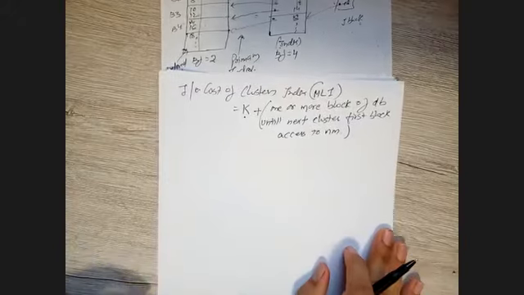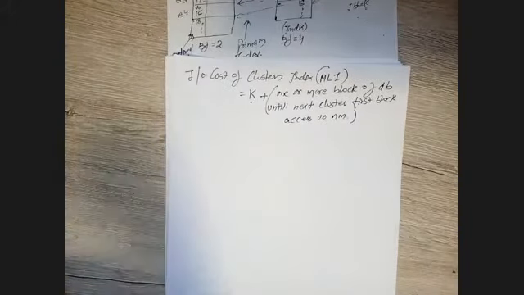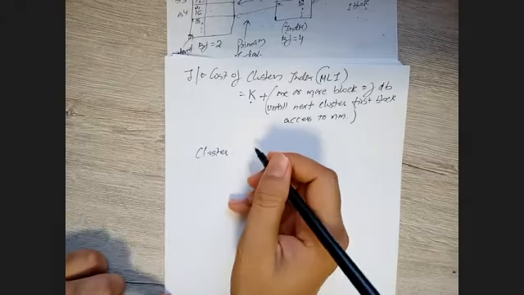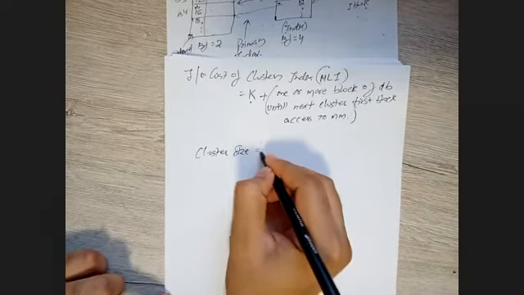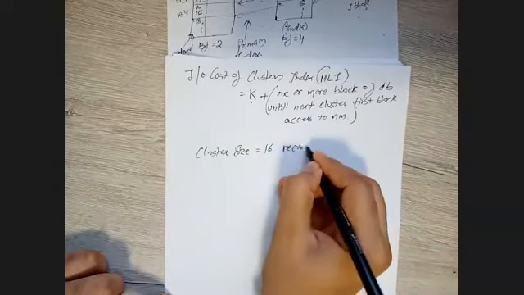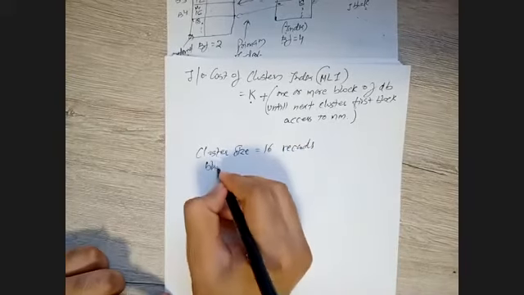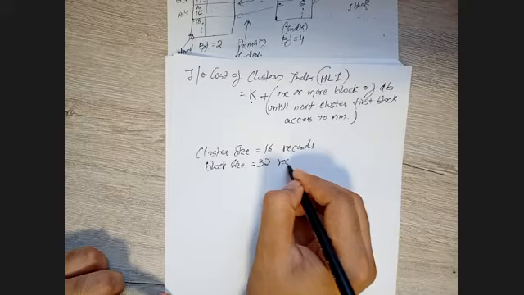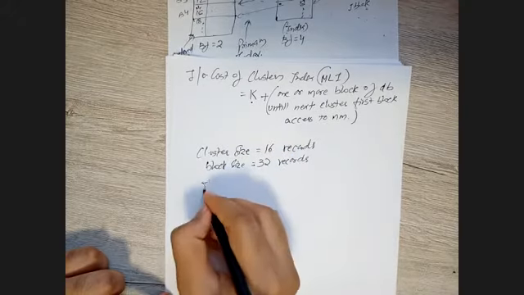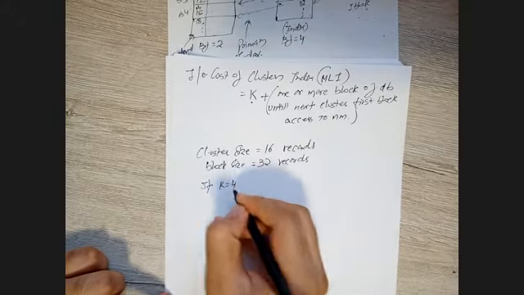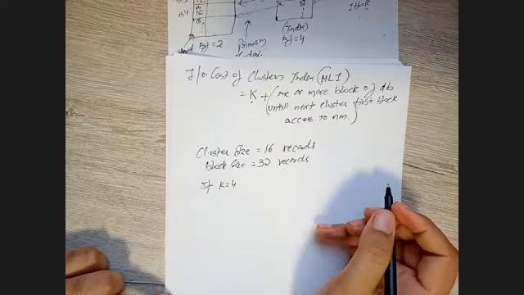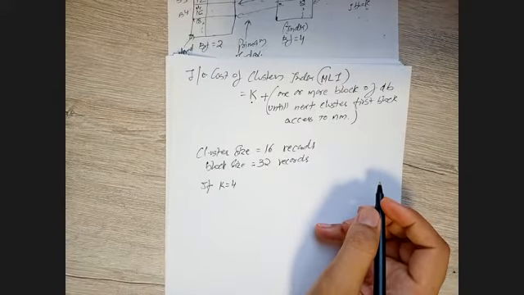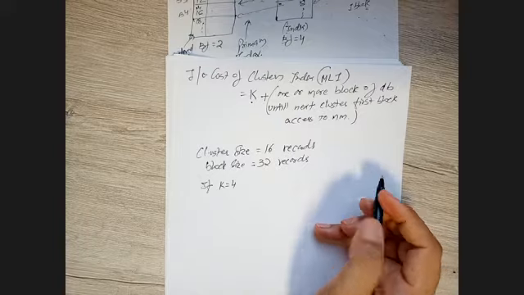So if you have not understood, let me just take an example. See how the numerical will come in this one. If I say the cluster size is given as 16 records, right? And the block size is 32 records. It is saying that if k equals 4, means 4-level indexing, that is multi-level indexing with cluster index at first level, then what is the worst case?